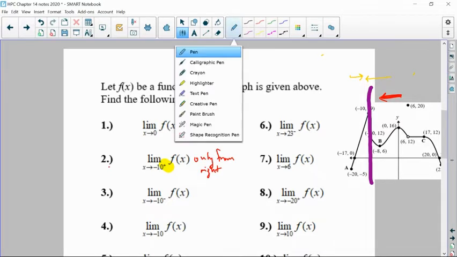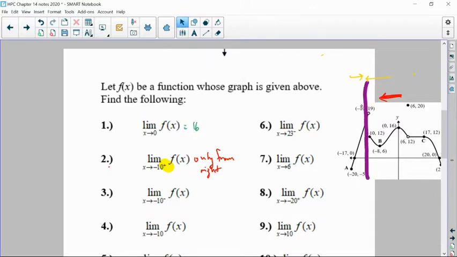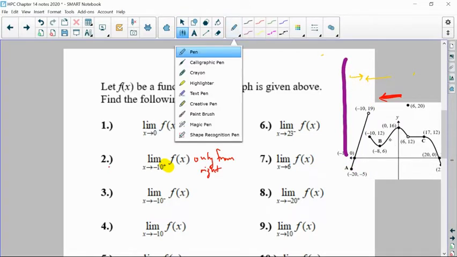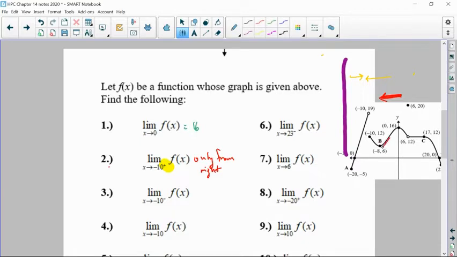So I'm coming from the right. I'm coming from the right, but my direction is moving left, but I'm approaching it from the right and only the right. And so what is the y behavior from the right? The y behavior is 12.